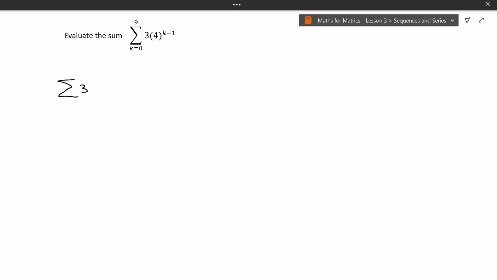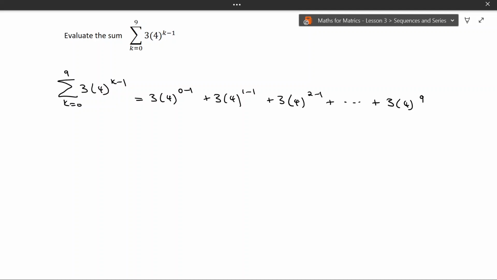The sum of 3 times 4 to the power of k minus 1, from k is equal to 0 to 9, is equal to 3 times 4 to the power of 0 minus 1, plus 3 times 4 to the power of 1 minus 1, plus 3 times 4 to the power of 2 minus 1, plus the sum of the next consecutive terms until 3 times 4 to the power of 9 minus 1.